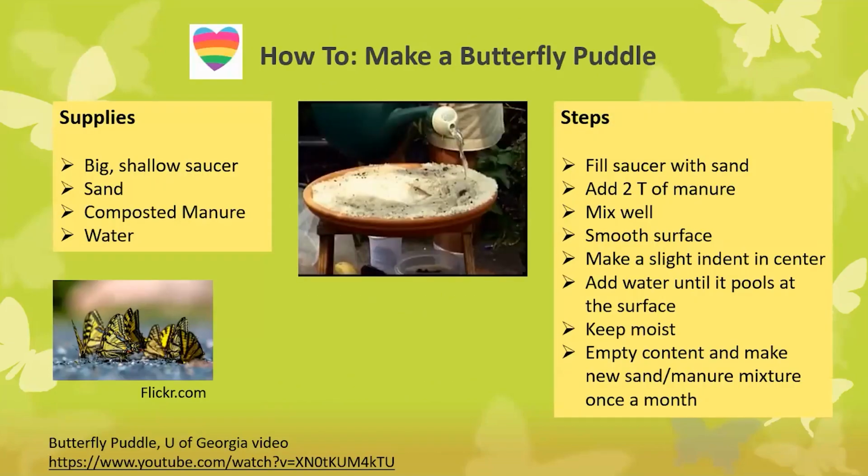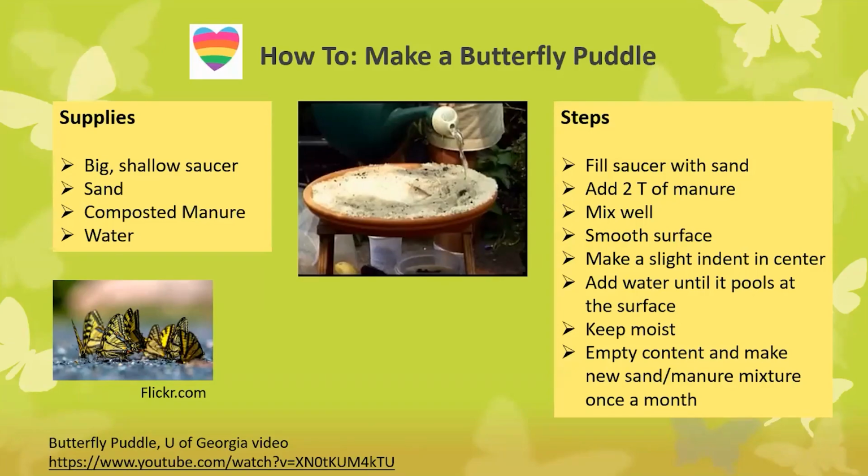So here's how you can make a butterfly puddle. The supply list is rather short: a big shallow saucer, some sand, composted manure, and water. And in this video demonstration, which I show the link on the bottom from University of Georgia, they use a saucer that's roughly 22-inch diameter, and it's rather shallow. You can see the picture here.